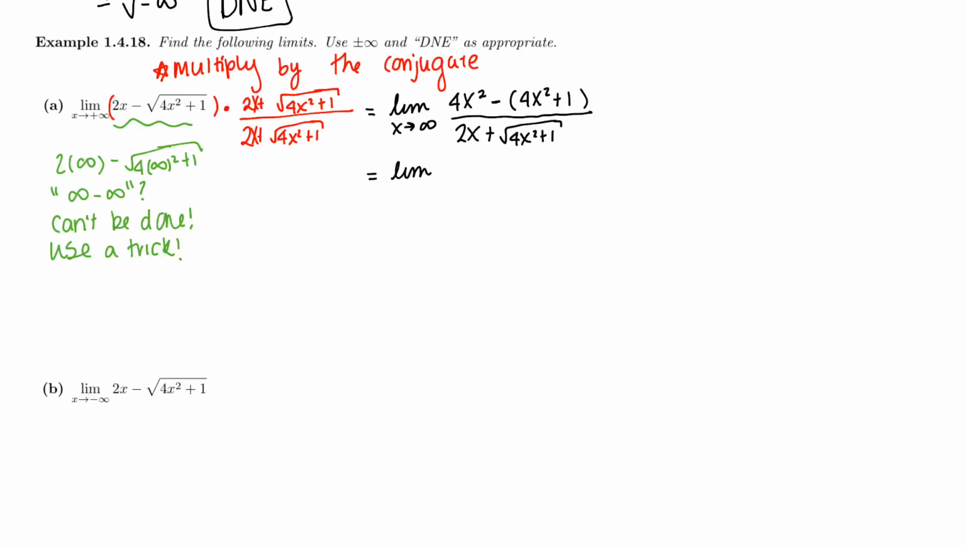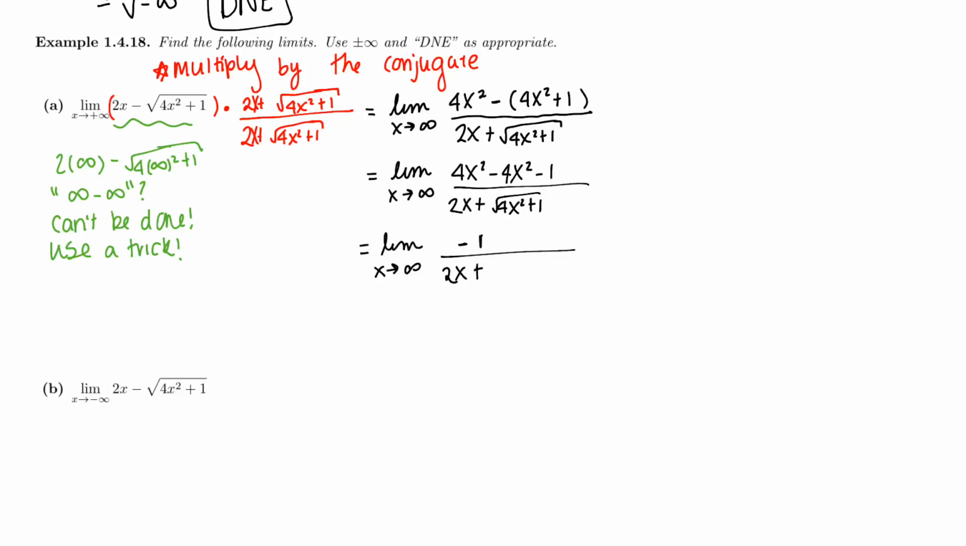If we simplify, distribute the negative: 4x squared minus 4x squared minus 1, over 2x plus the square root of 4x squared plus 1. The limit as x goes to infinity. The 4x squareds cancel, you get a negative 1 on top, and then 2x plus the square root of 4x squared plus 1.